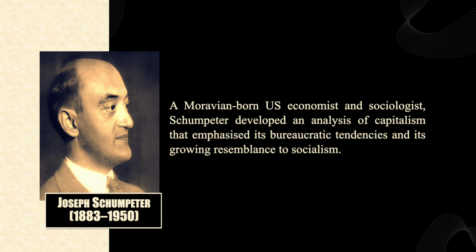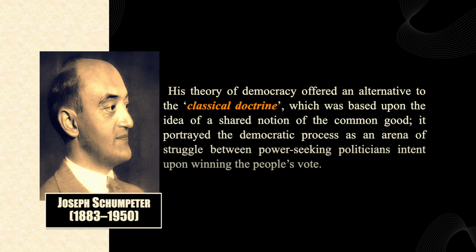Joseph Schumpeter, a Moravian-born U.S. economist and socialist, developed an analysis of capitalism that emphasized its bureaucratic tendencies and its growing resemblance to socialism. His theory of democracy offered an alternative to the classical doctrine, which was based upon the idea of a shared notion of the common good. It portrayed the democratic process as an arena of the struggle between power-seeking politicians intent upon winning the people's vote.